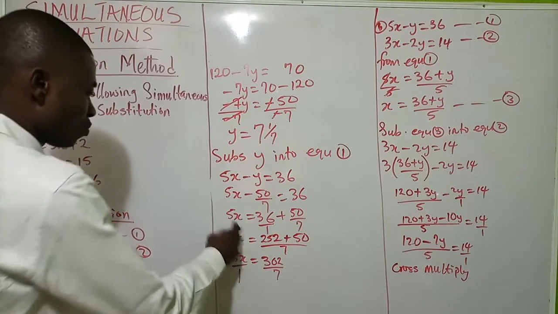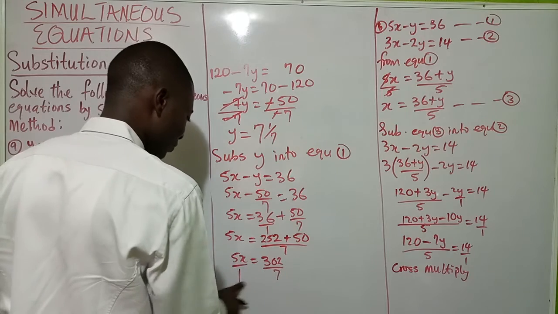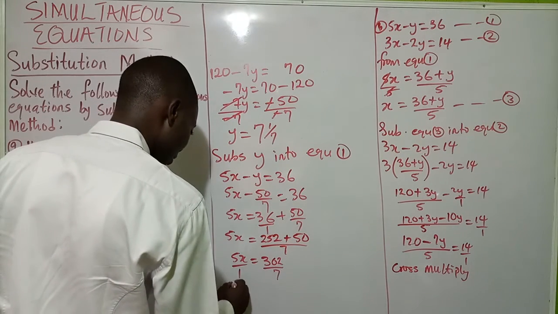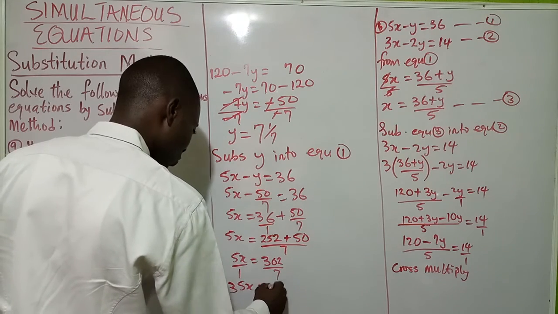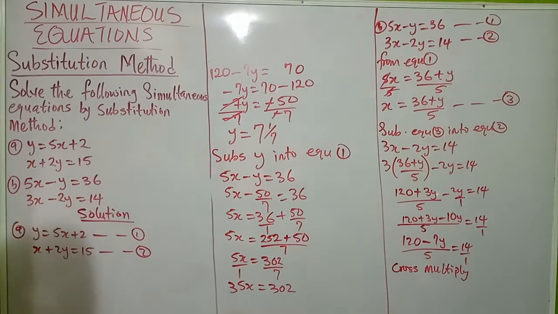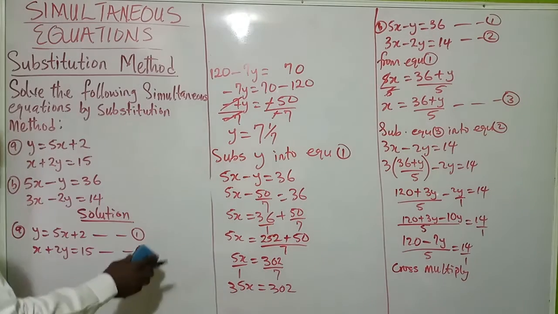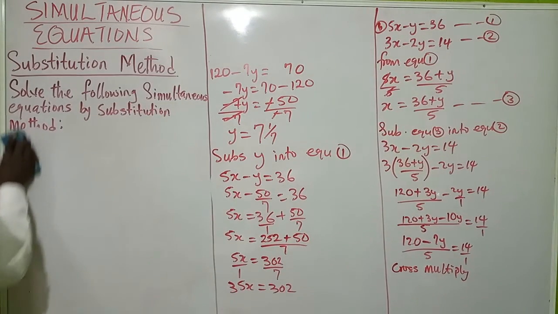So what do I do from here? We'll cross multiply. 5x times 7 gives us 35x equals 302. So what do I do from there? We'll divide both sides by the coefficient of x.